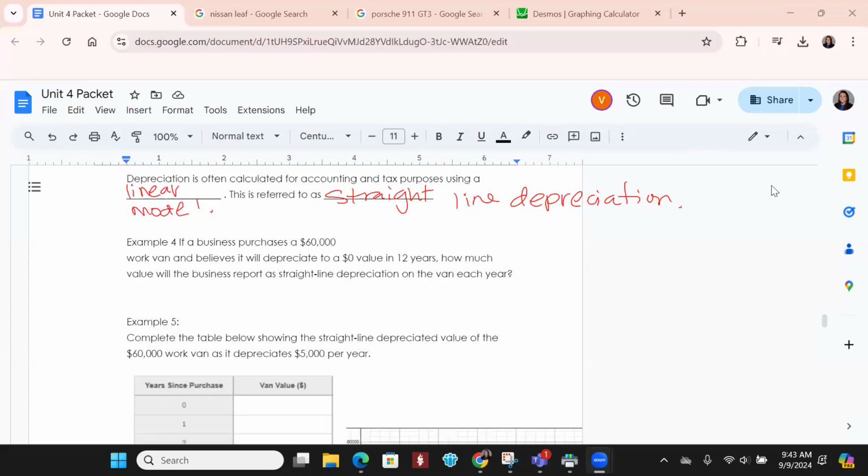So example 4, if a business purchases a $60,000 work van and believes it will depreciate to a $0 value in 12 years, how much value will the business report as straight line depreciation on the van each year? So if it costs $60,000 and they're going to say that in 12 years it's going to be worth $0, then each year it would cost us $5,000. They're going to claim this report for $5,000 each year.